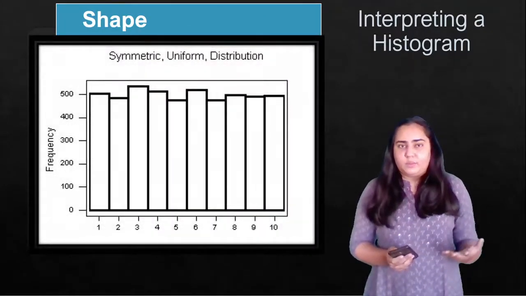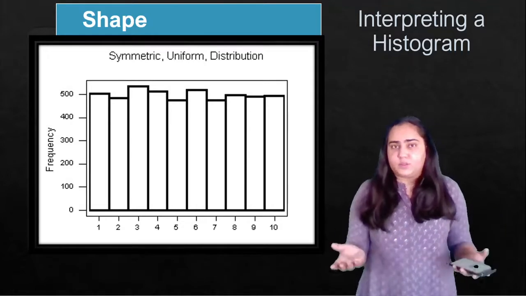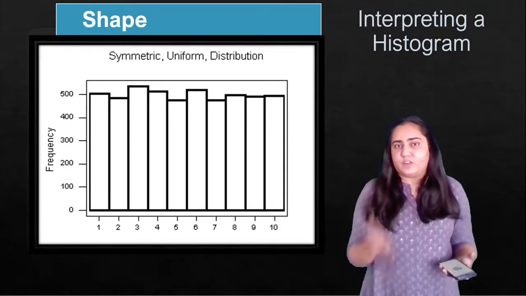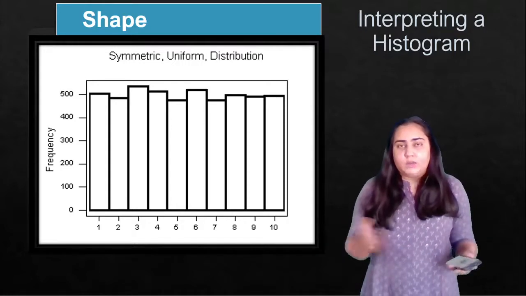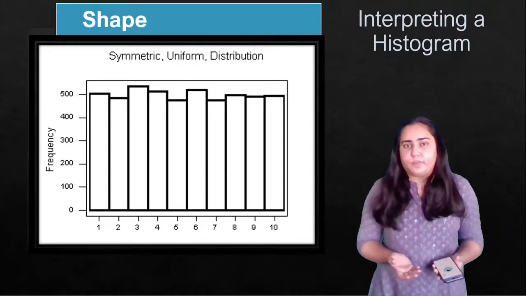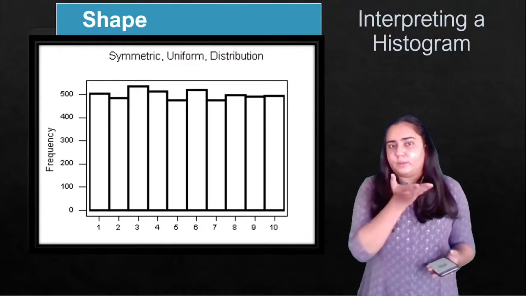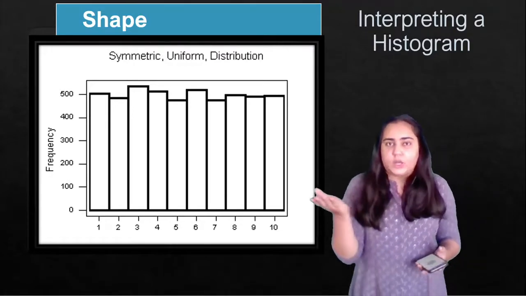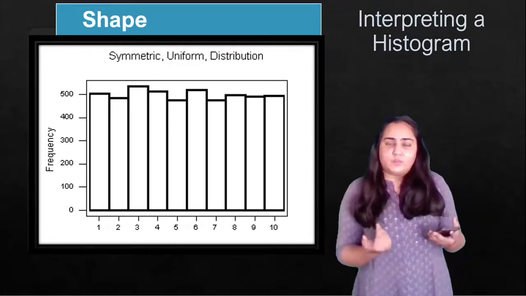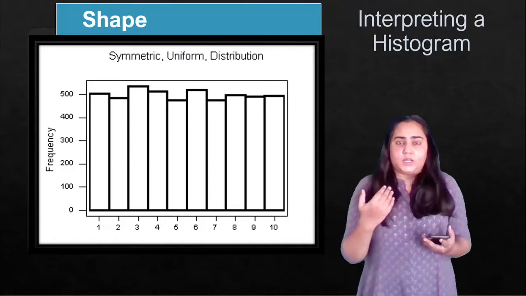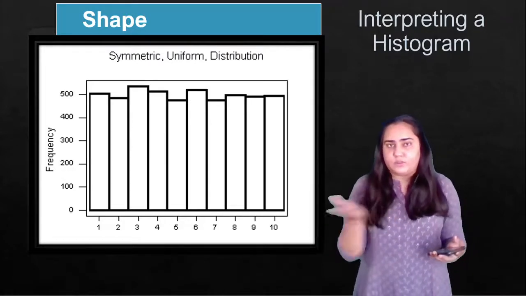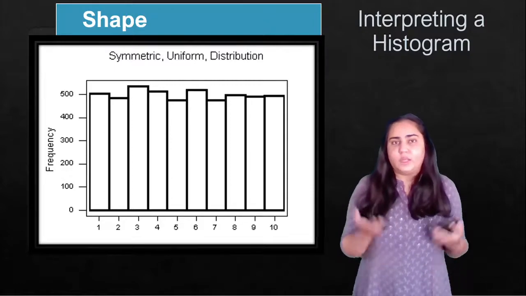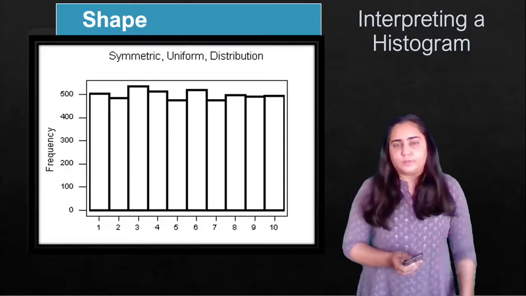Now, another type can be a symmetric histogram, because once again, if I draw a line in the middle, it's going to be the same left and right. But this is also uniform, because you can see that all the bars here are not very small or very much bigger than the other bars. They are almost uniform. So this is a uniform symmetric distribution.